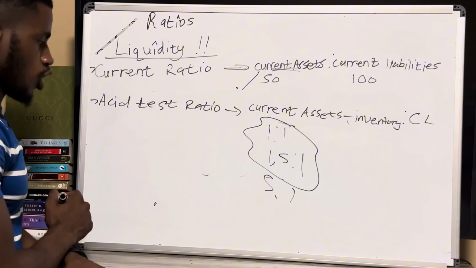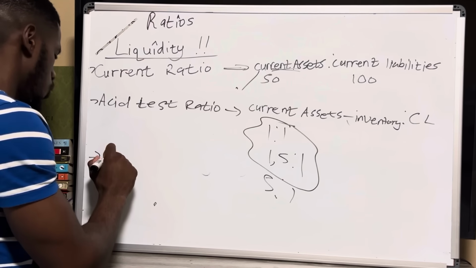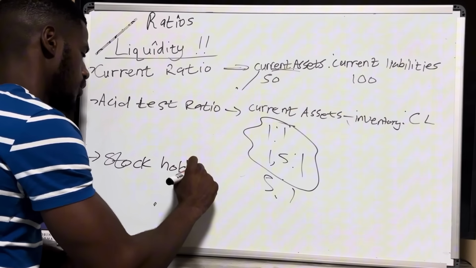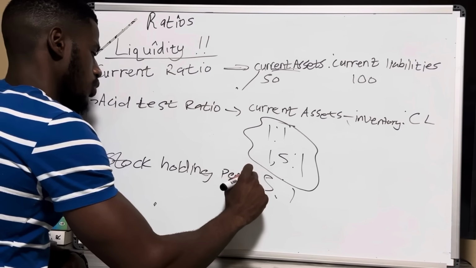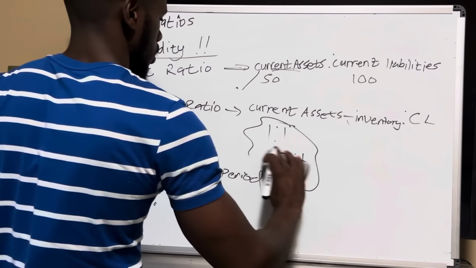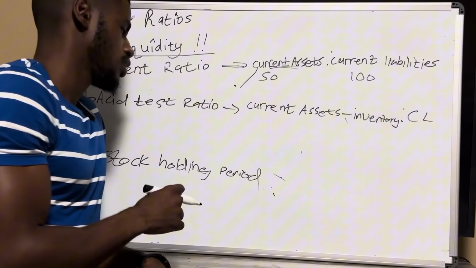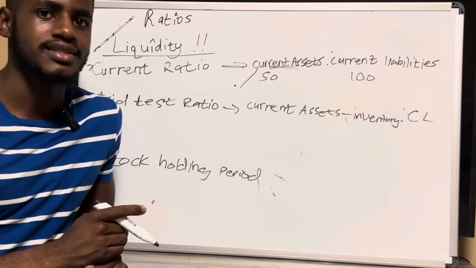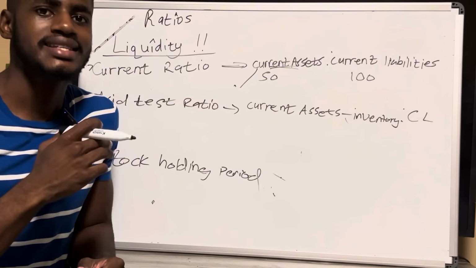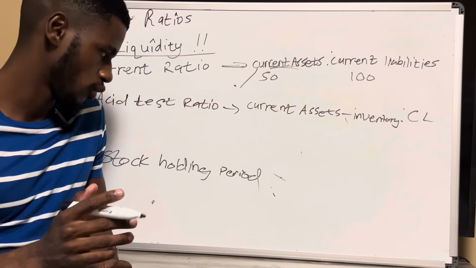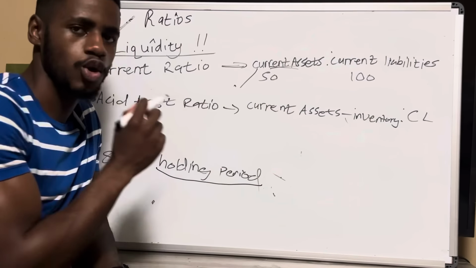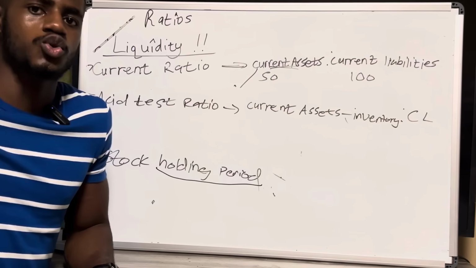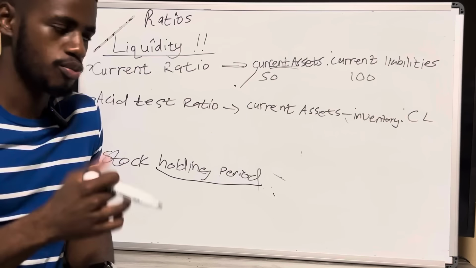Then we talk about our stock. Firstly, we have stock holding period. In terms of our stock holding period, basically we want to know how long the stock that we purchase stays with us before it is all sold. Okay, holding period. We do not want our stock holding period to be too high because we want to sell our stock as fast as possible.